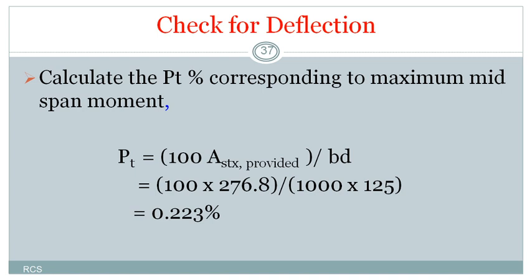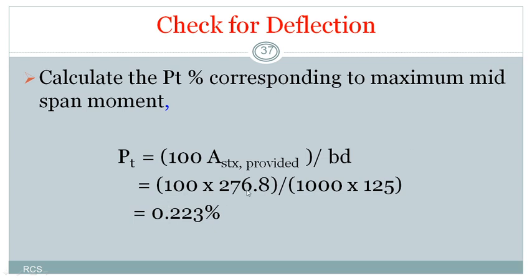Then we go for checks. For checking, first we have to check for the deflection. For checking the deflection, we require these parameters: percentage of steel and fs, that is the stress in steel. The percentage of steel can be calculated as 100 Astx by bd.